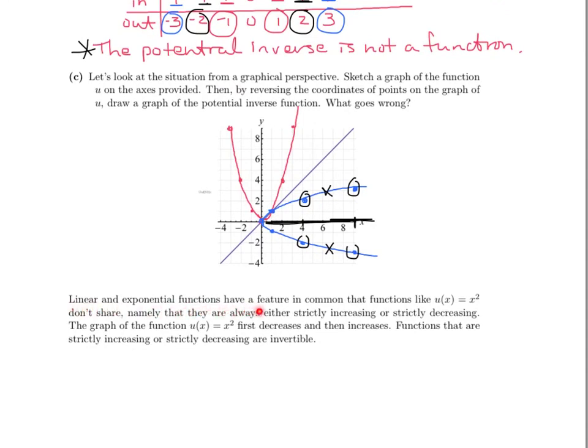Linear and exponential functions have a feature in common that functions like u of x equals x squared, that's the function in our last example, don't share, namely that they are always either strictly increasing or strictly decreasing. The graph of the function u of x equals x squared, notice that it begins by decreasing and then it starts increasing. Functions that are strictly increasing or strictly decreasing are the ones that are invertible. In other words, those are the functions that have inverse functions.